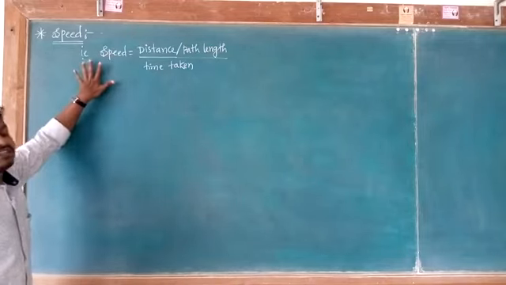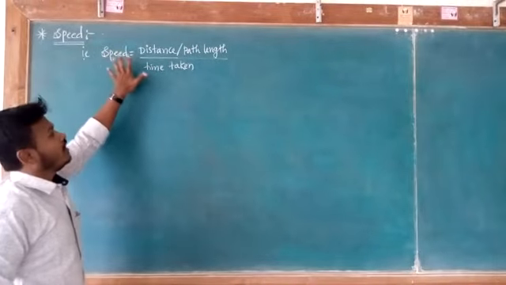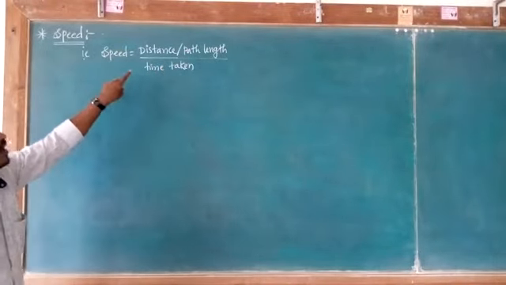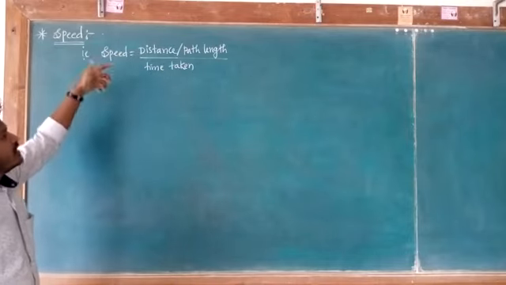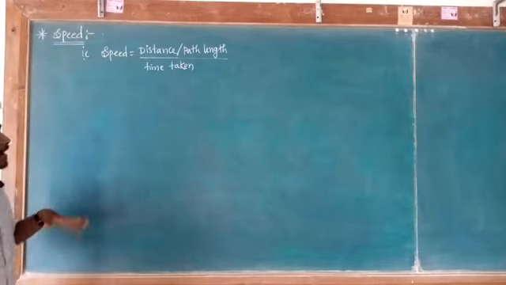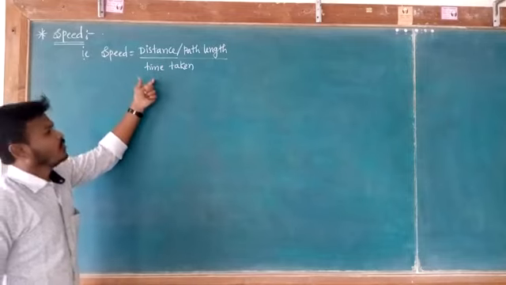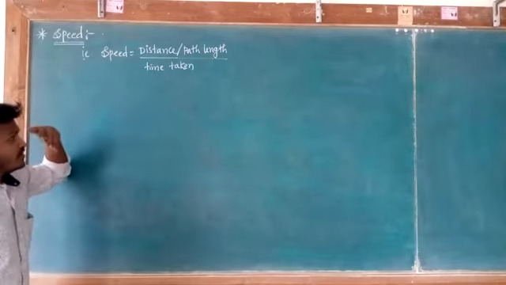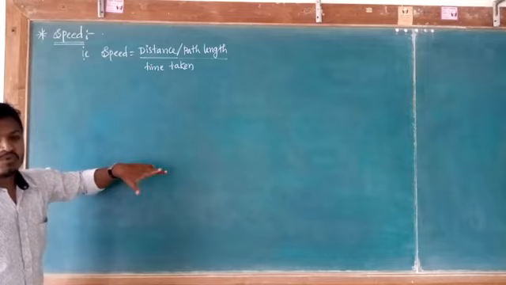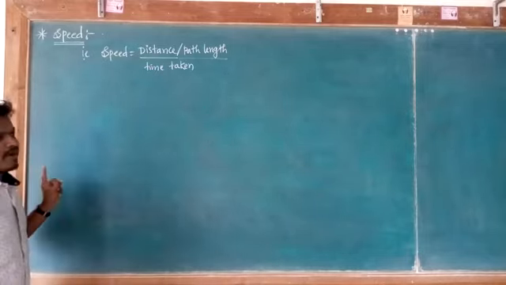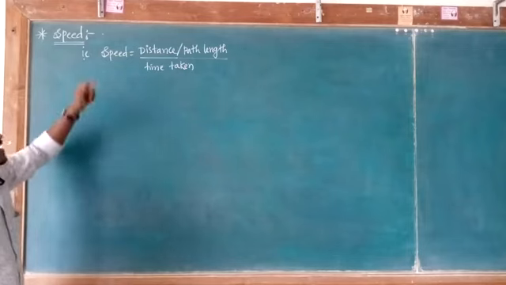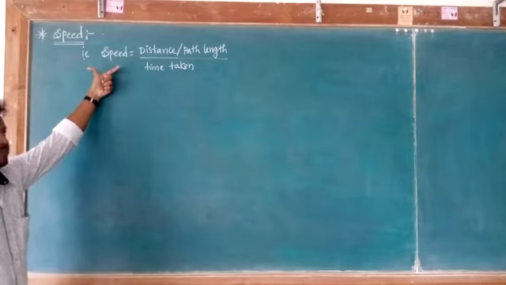Speed is defined as the ratio of distance covered by a body to the time taken to cover that distance. In other words, distance per unit time is known as speed. The general meaning of speed is how many meters of distance will be covered by a body in a single second of time.